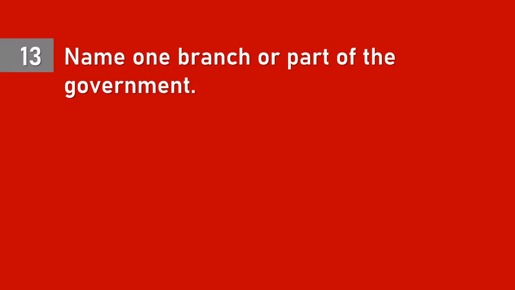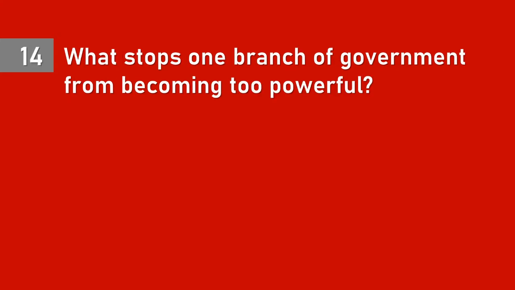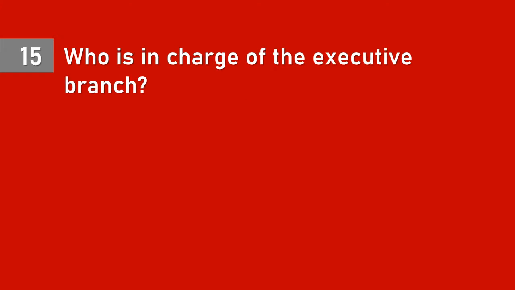Question 13. Name one branch or part of the government. Congress, legislative, president, executive, the courts, judicial. Question 14. What stops one branch of government from becoming too powerful? Checks and balances. Separation of powers.